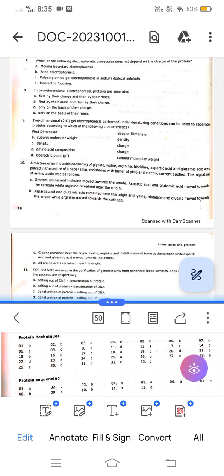Then two-dimensional 2D gel electrophoresis performed under denaturing conditions can be used to separate proteins according to which of the following characters? 9. D. Isoelectric point, subunit molecular weight.